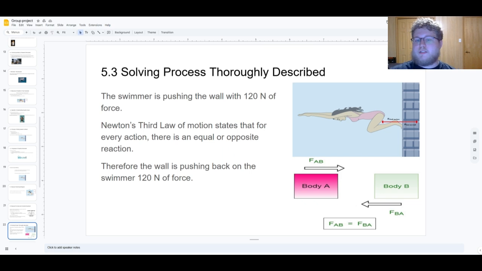Section 5.3. Solving process thoroughly described. The swimmer is pushing the wall with 120 newtons of force, and since Newton's third law of motion states that every action has an equal and opposite reaction, the wall is pushing back on the swimmer with 120 newtons of force as well. And we still have that same picture of the girl pushing on the wall, and here we have another representation of how the law works.